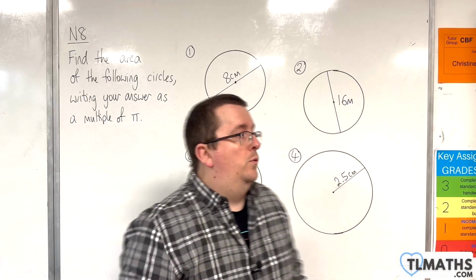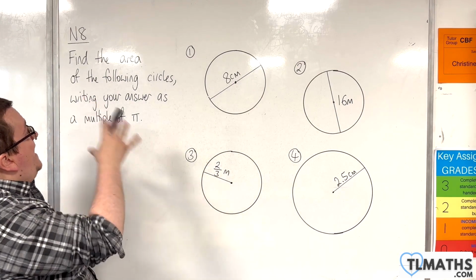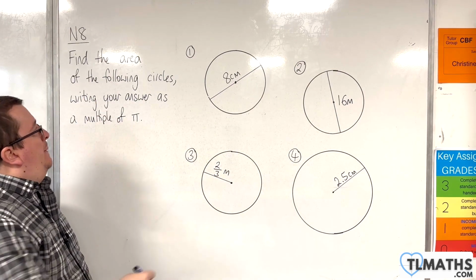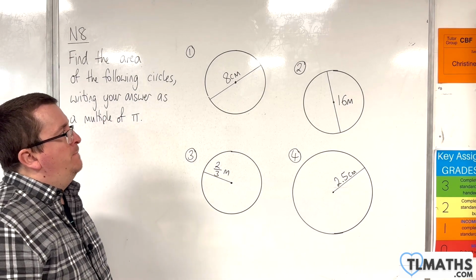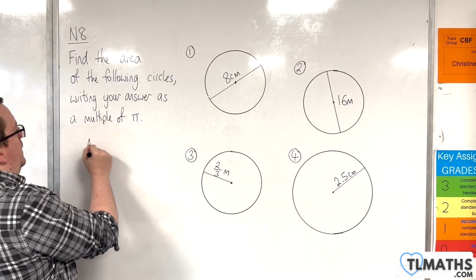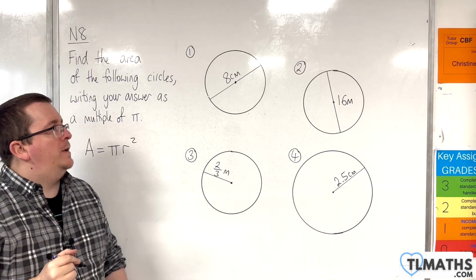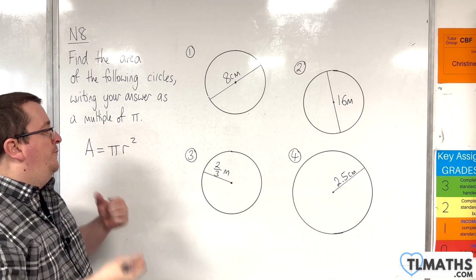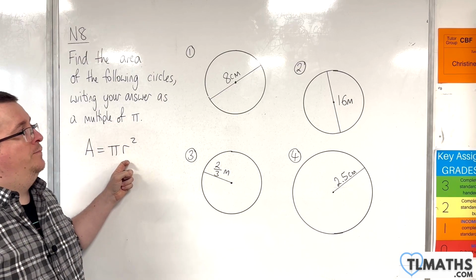So in this video we have 4 circles, and this time we need to find the area of each of them, and we're going to be writing our answers as a multiple of pi. Now the area of a circle formula is pi r squared. Okay, so we need to find the radius and then substitute it into this formula.